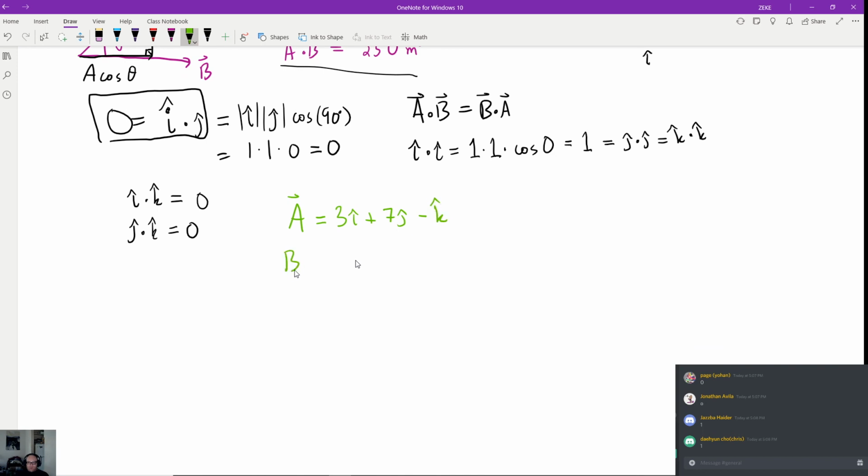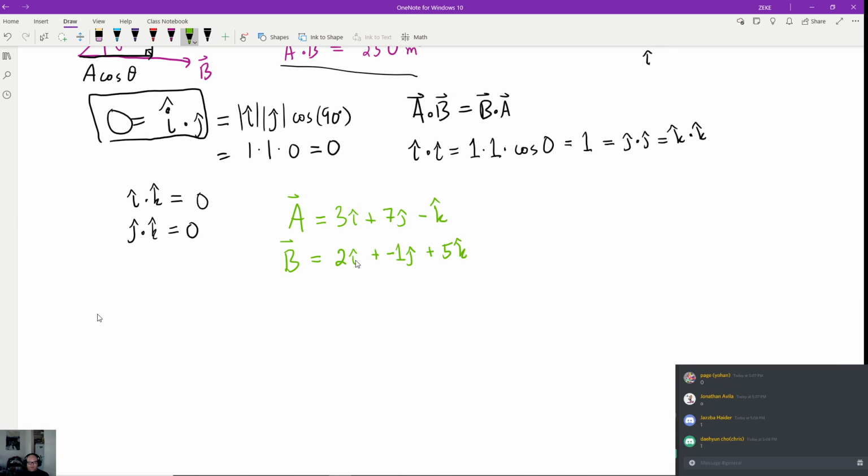And I give you vector B, and I say that that's equal to 2i hat plus negative 1j hat, and then 5k hat or something like that. Those are fine, right? And now I say, what's the dot product of those two?